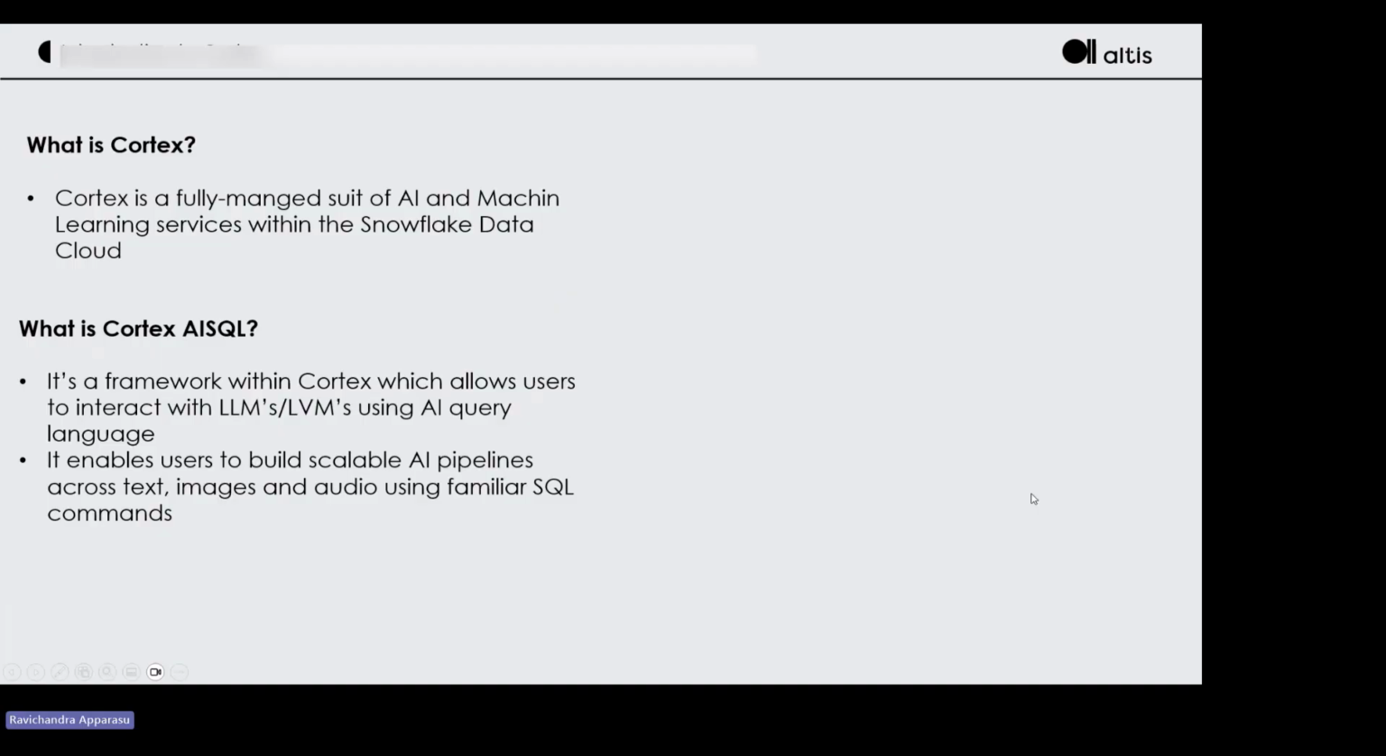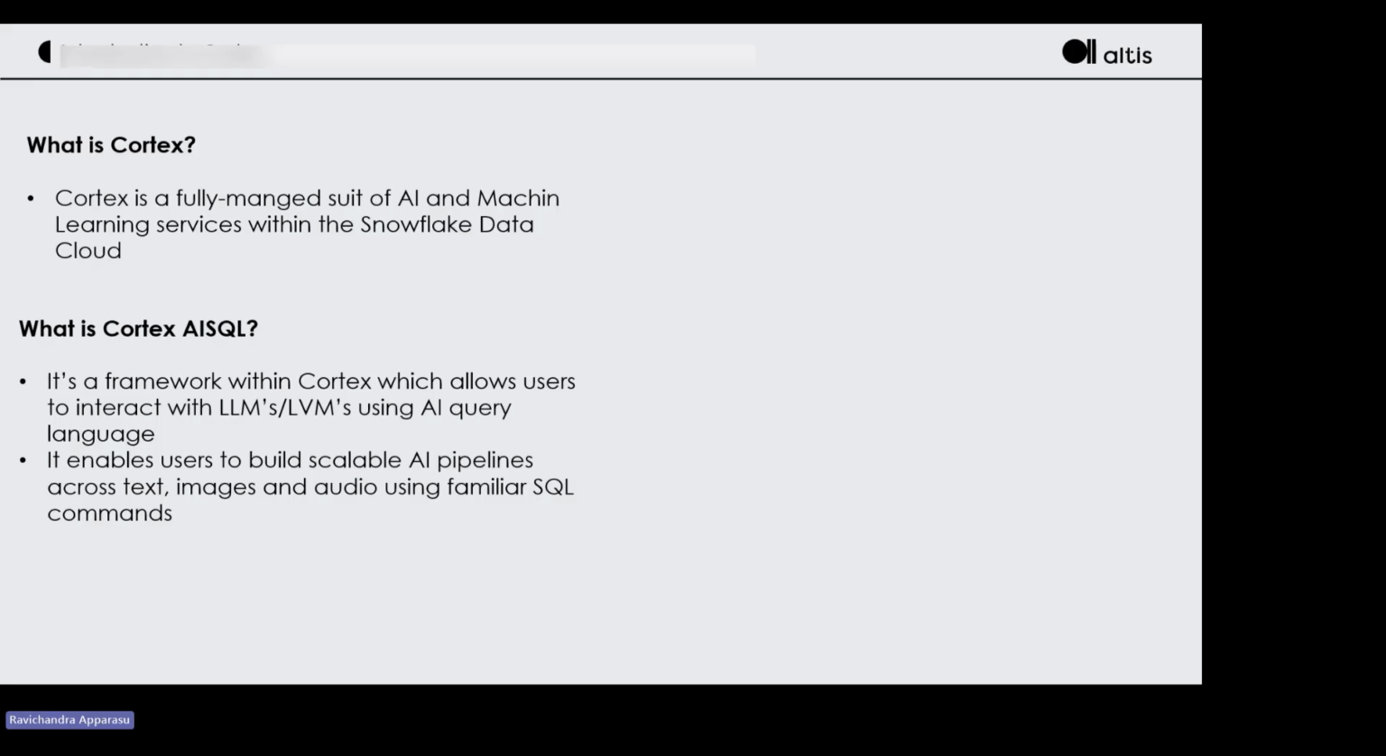Okay. So now what is Cortex? Cortex is a broad topic. It's such a huge topic in Snowflake. But if I have to explain what Cortex is in one simple sentence, you can think of Cortex as Snowflake's native AI and machine learning framework.